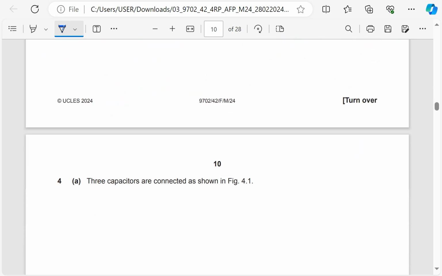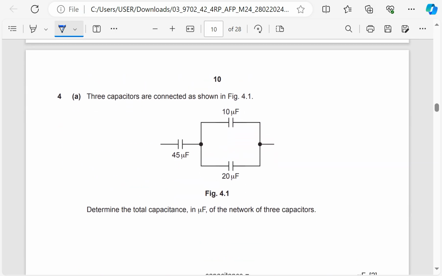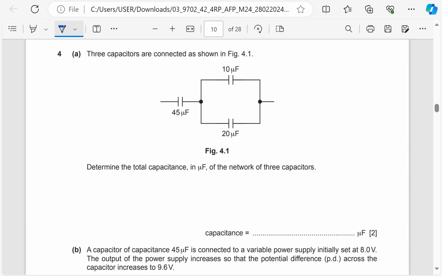Okay, that is question number 3. Question number 4: 3 capacitors are connected as shown. So we see 2 are in parallel, and remember in parallel we just sum them up, 10 plus 20, which gives us 30. So 30 microfarads is in series with this.